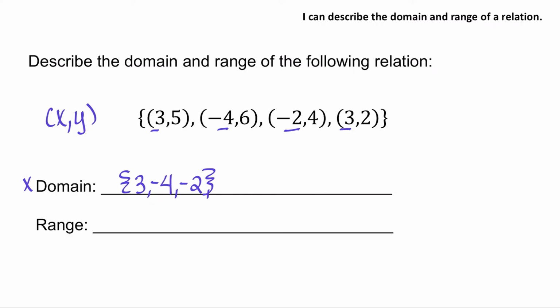The range is going to be all of the values that come second, because the range is all of the y values. So when we list that out, we have 5, 6, 4, and 2.